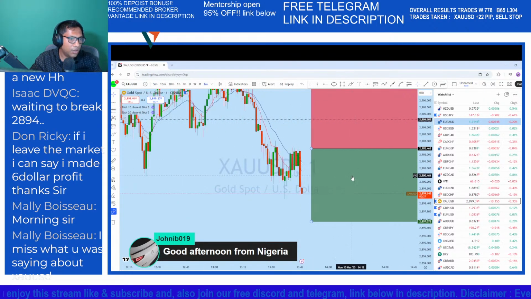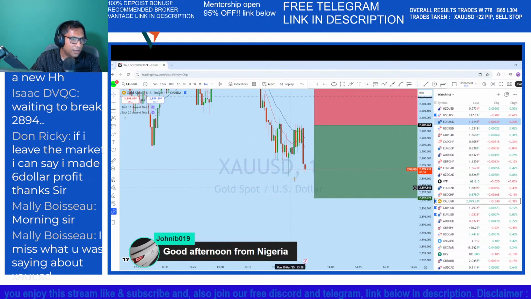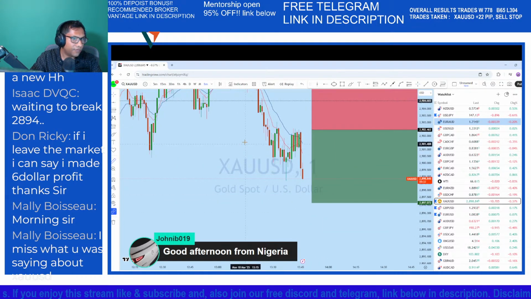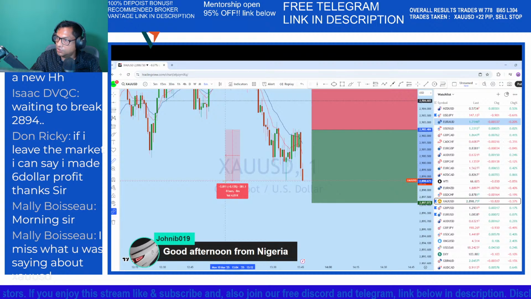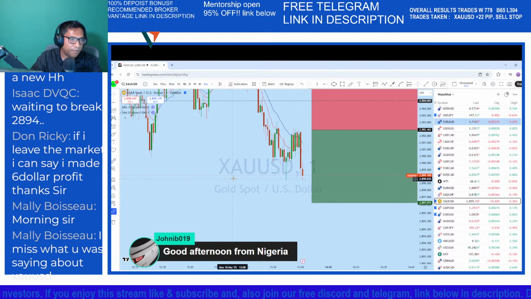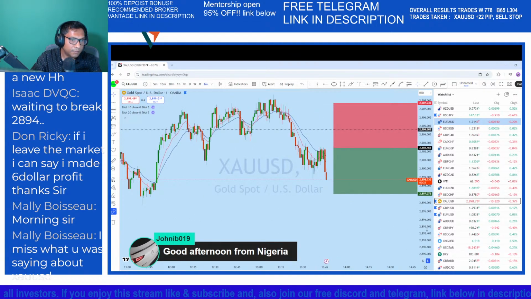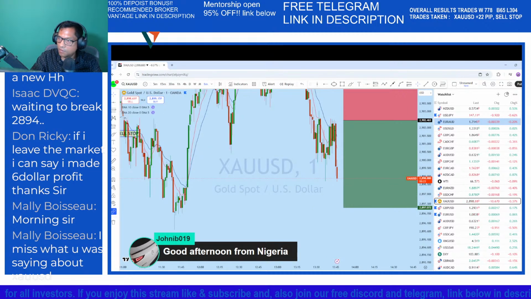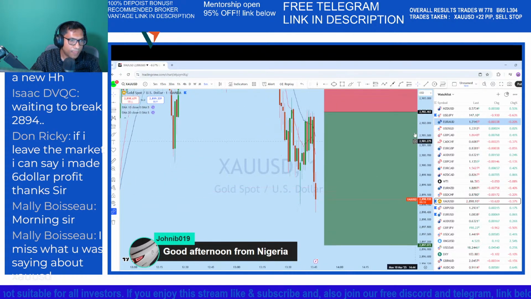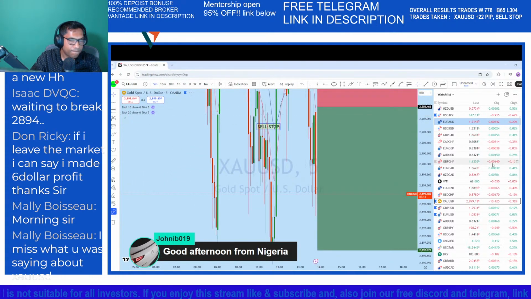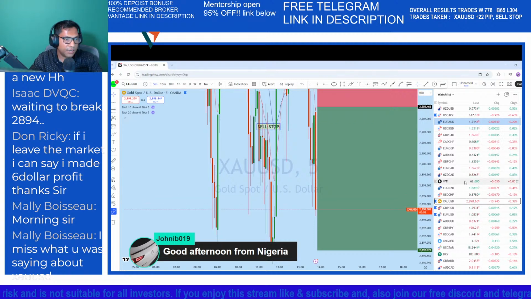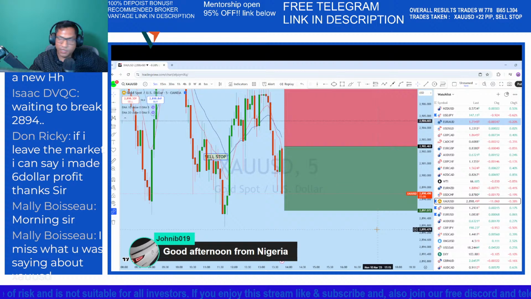So we are quite a few pip up, and I will be holding it. Second trade also successful. The first one was successful. Second one also want to see the successful trade to close. There is a high probability for this market to continue to drop in that direction.